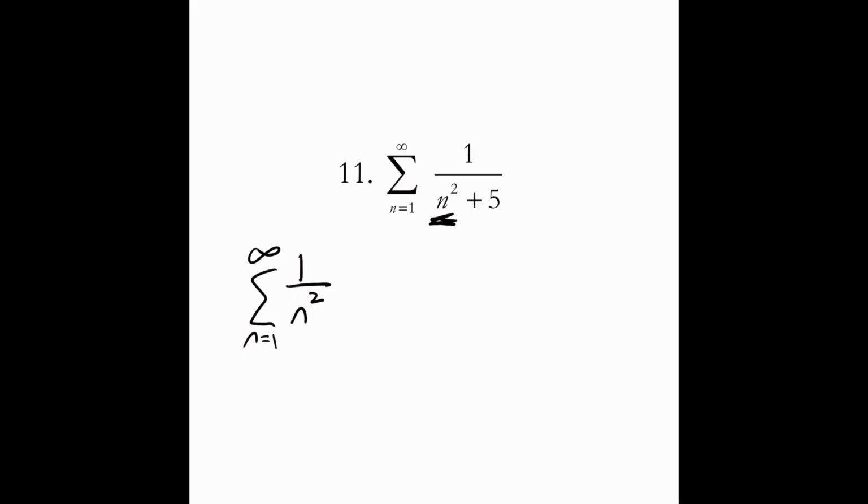Well, note that 1 over n squared is going to be greater than 1 over n squared plus 5, right? n squared is less than n squared plus 5, so this means we're dividing by something larger, which means our terms look smaller.